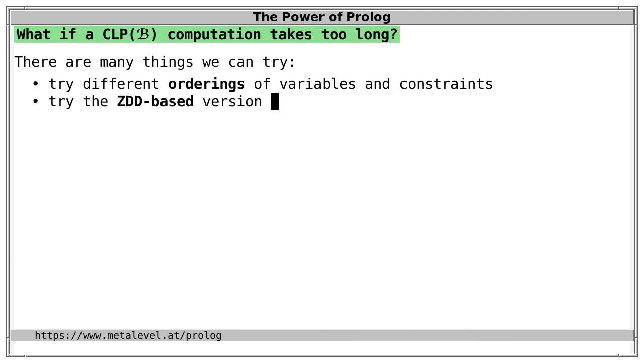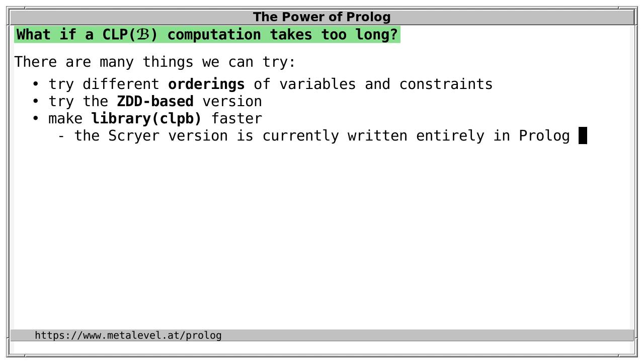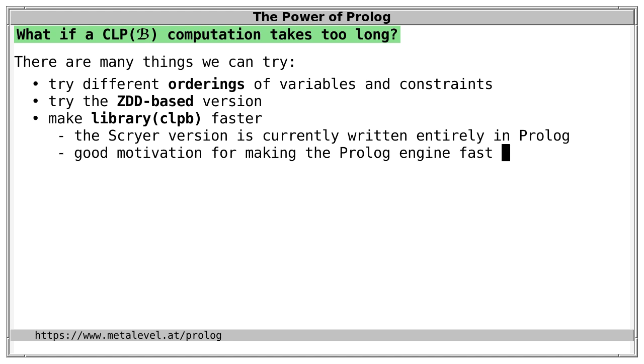Another thing we can try immediately is the ZDD-based version, which we already mentioned. ZDDs can represent such domino tilings very compactly, and they are more efficient than BDDs in many examples. We can of course also try to improve library CLPB itself. The Scryer version is currently written entirely in Prolog. That's of course a good motivation to make the Prolog engine fast.